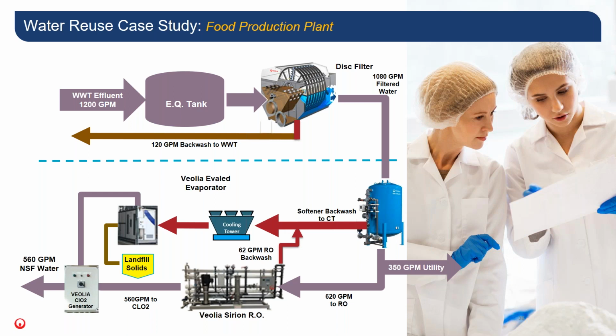Remaining water that came through backwash for both the softeners and the ROs went to the cooling towers, and the cooling tower program was changed to fit with the new makeup water quality and prohibit any inefficiencies in the use of that water throughout the plant.